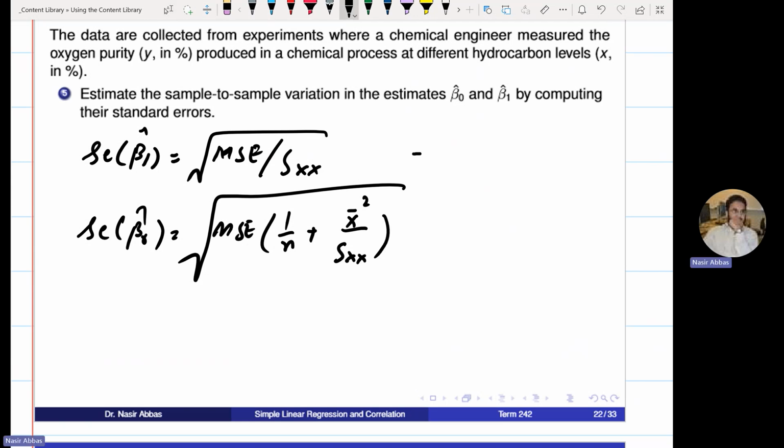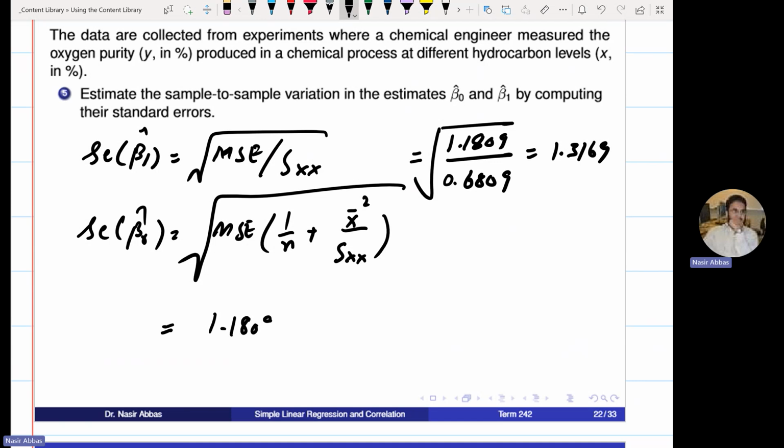So it gives me 1.1809, which was MSE, and 0.6809. So this gives me 1.3169. And then here, when I plug in 1.1809, 1 over 20 plus X bar, which was 1.196, square over SXX.